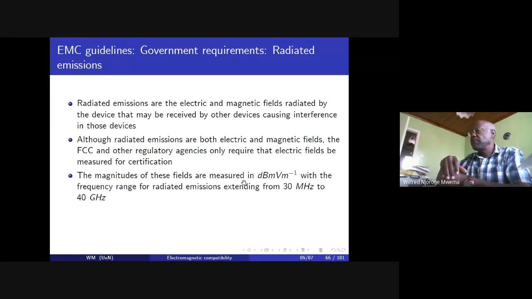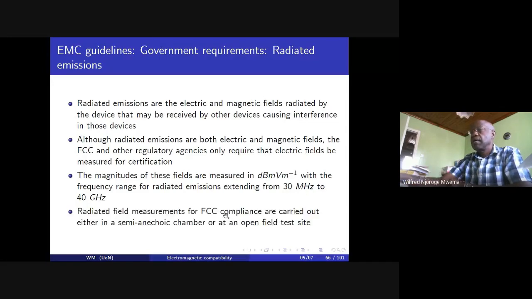So the magnitude of these fields will be measured in dB relative to a millivolt per meter. That is, we reference all our measurements to 1 millivolt per meter, with the frequency range for radiated emission extending from about 30 megahertz to about 40 gigahertz. So radiated field measurements for FCC compliance are carried out either in a semi-anechoic chamber or at an open field test site, where we will not have any reflections, and then we measure our fields.